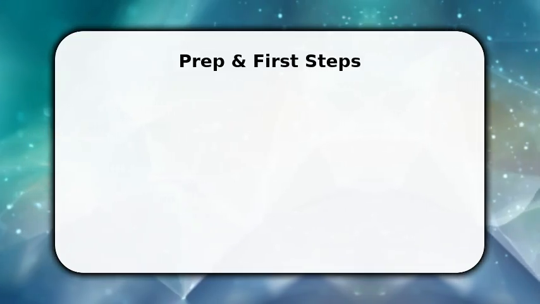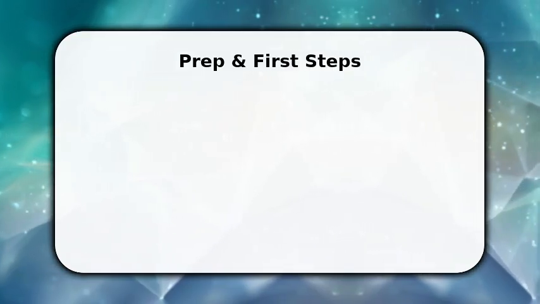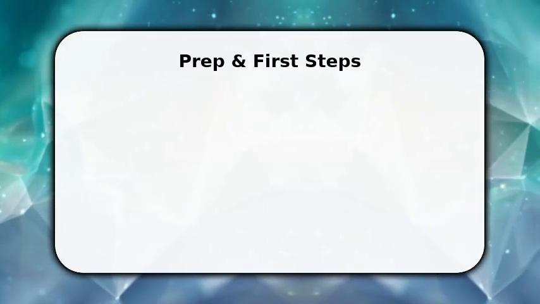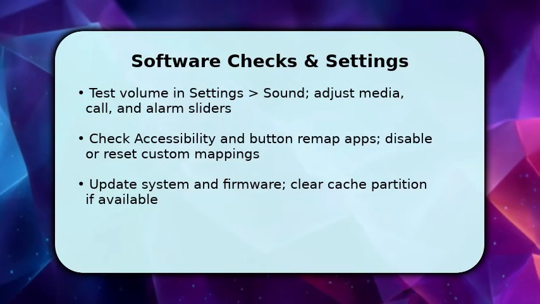Next, reboot into safe mode so you can determine whether an app is intercepting button events. You do this because safe mode disables third-party apps, letting you isolate hardware from software causes before moving to deeper fixes. You now focus on software.